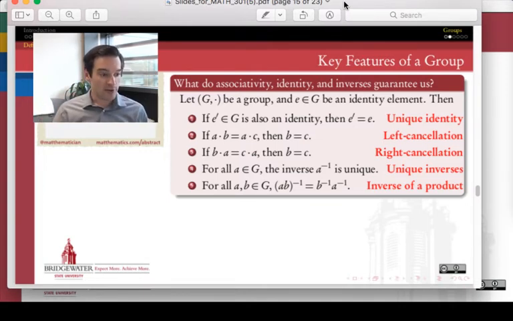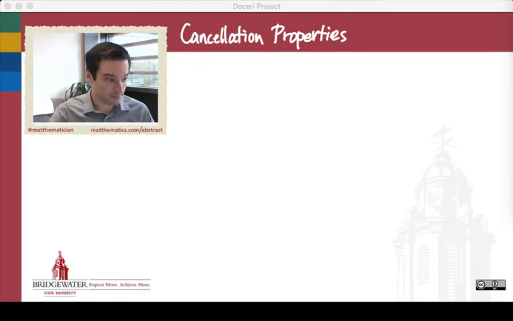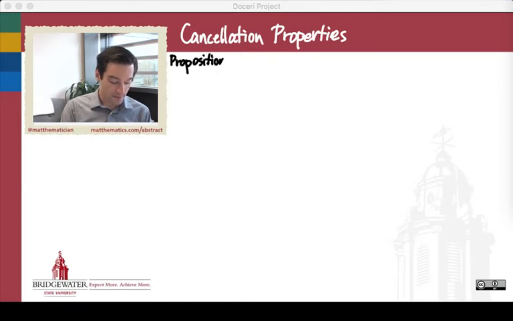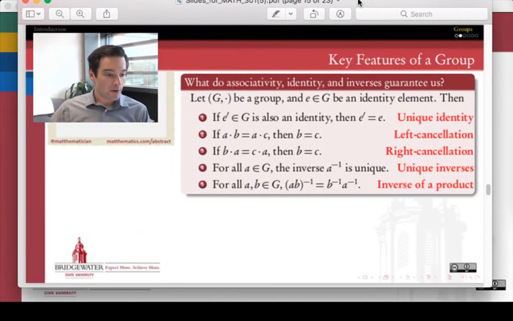So what I want to do is take these key features and get us some practice with applying them to prove something abstract about a group. So here's the statement that we're going to prove right now to close out our stream today. And this is a statement that has to do with a different kind of cancellation property. So I'm going to call this a proposition again. And just to motivate this, remember how left cancellation works.